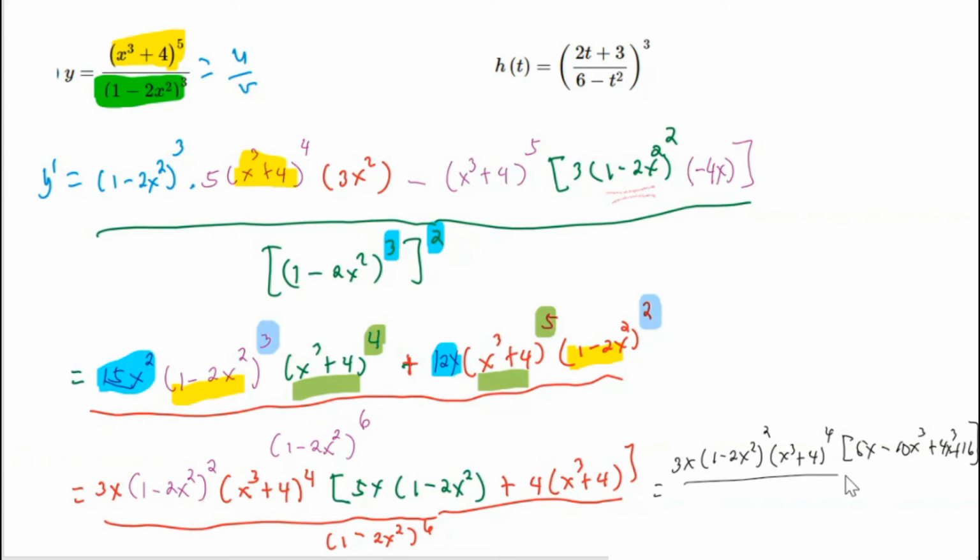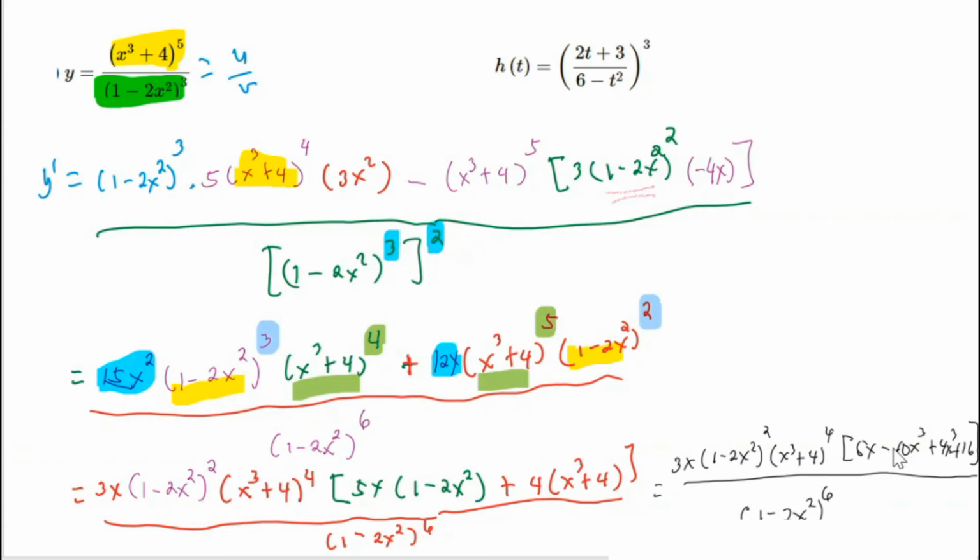All over the denominator, which is now the quantity of 1 minus 2x squared, and then this will be raised to the power of 6. By simply looking inside the bracket, I think we can simplify it further. So I will just write the answers on top.